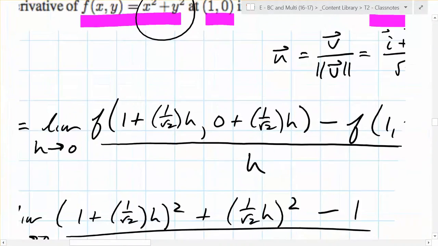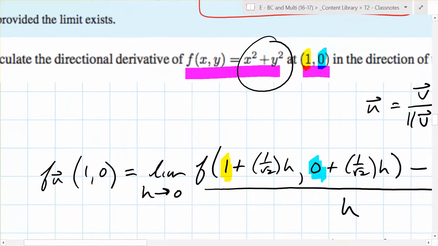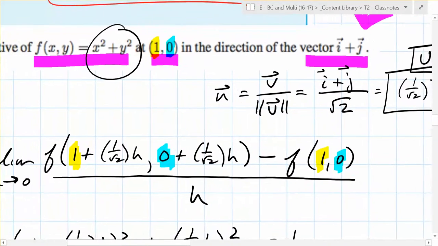So what does it look like? Well, what point was it asking for? It was asking for the point 1, 0. So there's your 1, and there's your 1. And then you have the point 0, the y value is 0. So there's your 0, and there's your 0. You with me so far in terms of this algebra? So our derivative in the u direction is going to be f of this minus f of 1, 0.